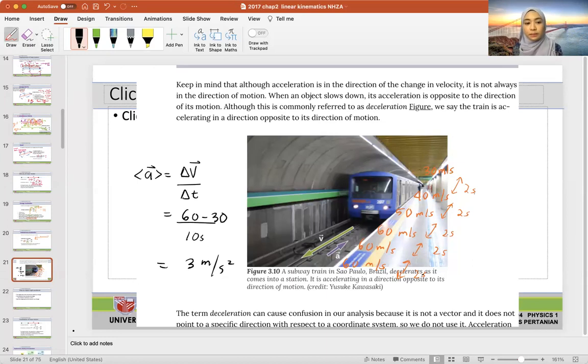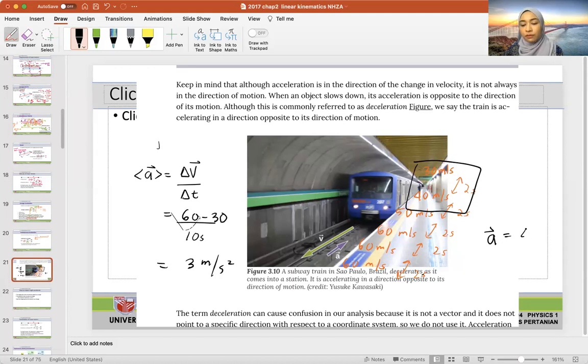Okay, so when we talk about average, it is final minus initial over the total duration of time. But when we talk about instantaneous, I want to know what is the instantaneous velocity from here to here. So what should I do? Instantaneous acceleration. What should I do here? What is the equation?